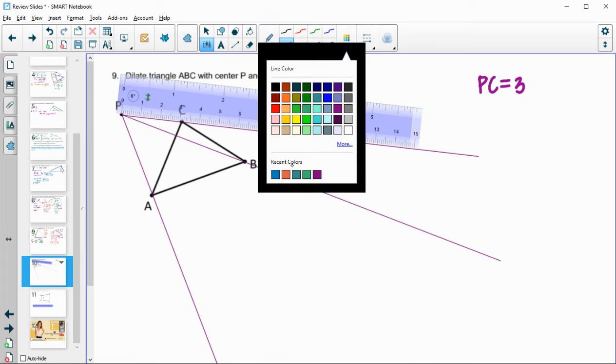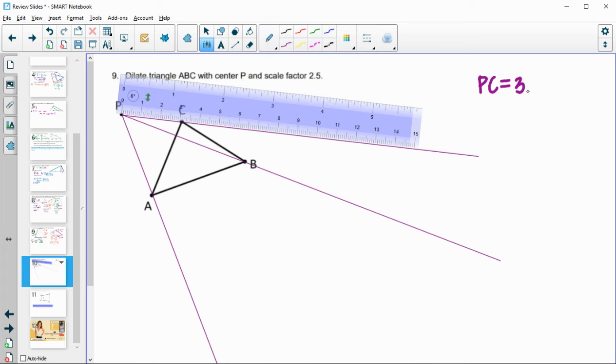Then I'm going to multiply this by the scale factor, which is 2.5. So 3 times 2.5 will be the measurement of my new segment. And 3 times 2.5 gives me P to C prime as 7.5 centimeters. So then I'm going to measure out to 7.5 centimeters, and that's where C prime is going to be.